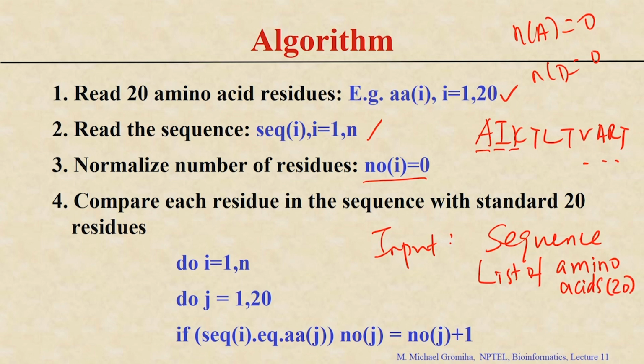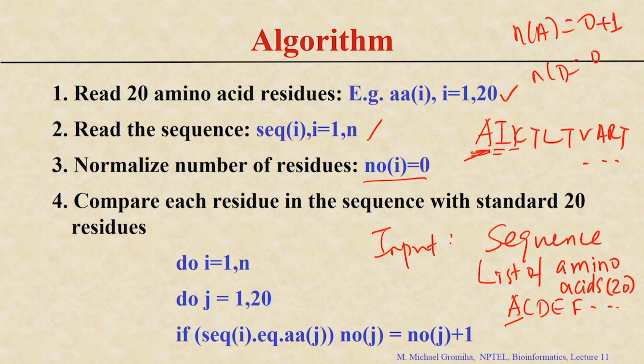We have to count, we have to compare. Take the sequence first, for example, this is A. You have to compare this A with the list of amino acids. Okay, here you can see the list of amino acids. If you compare this and this, if it matches, then we add in this array number of A equal to 1. Second one, if you take I, it will not match A, it goes on through the 20 residues, and when you get to I, it will match.